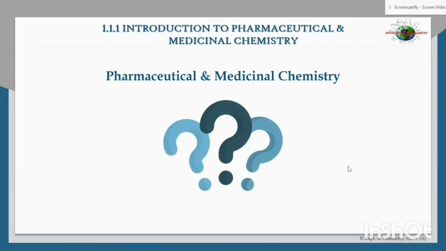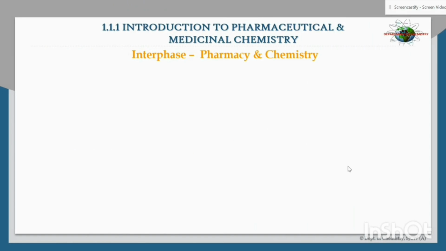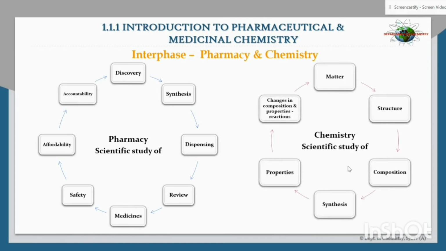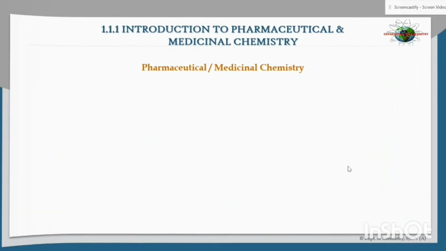What is pharmaceutical and medicinal chemistry? Pharmaceutical and medicinal chemistry lies at the interface of pharmacy and chemistry. While pharmacy is the scientific study of discovery, synthesis, dispensing, review, safety, and affordability of medicines, chemistry is the scientific study of matter. It also includes studies on structure, composition, synthesis, properties, and changes in composition and properties due to chemical reactions.